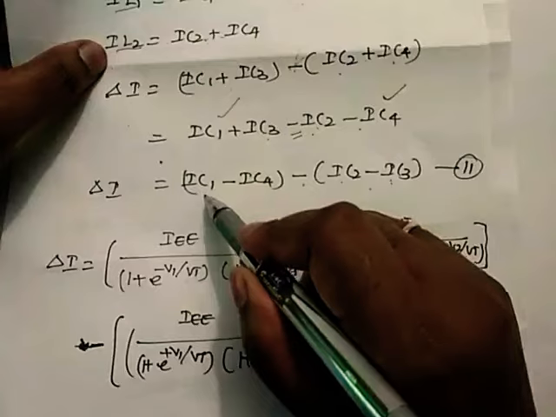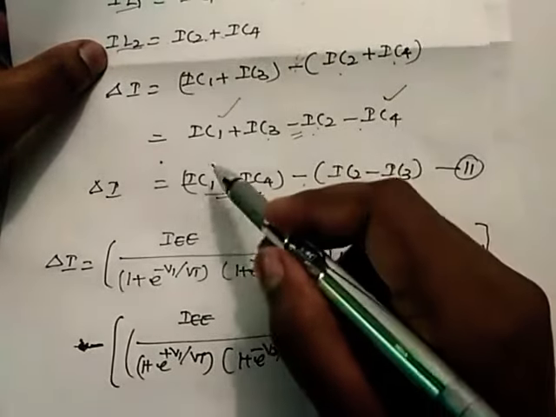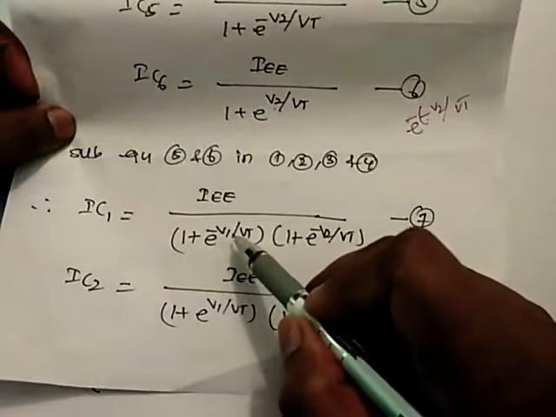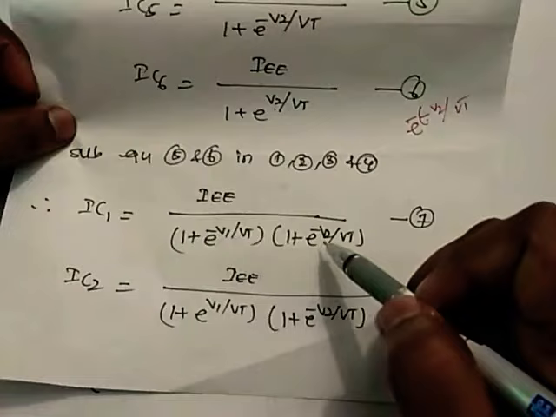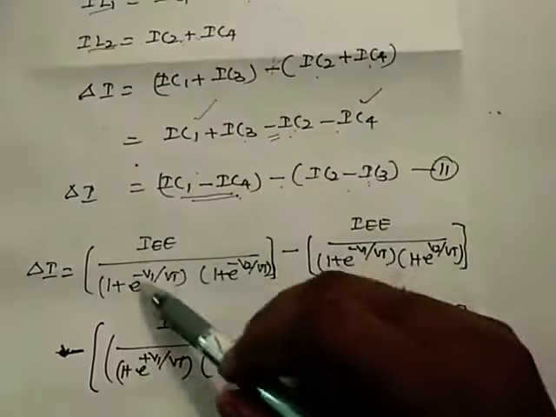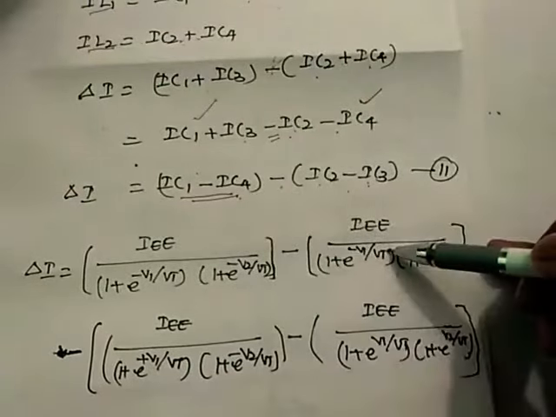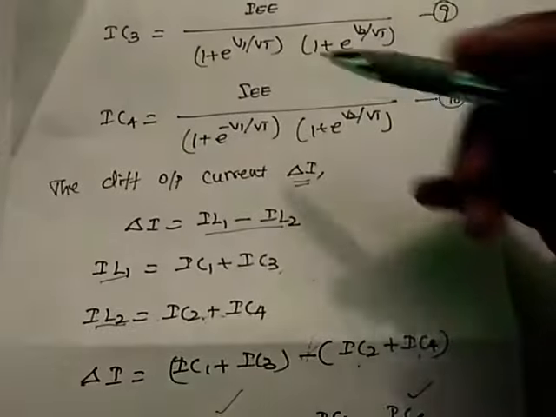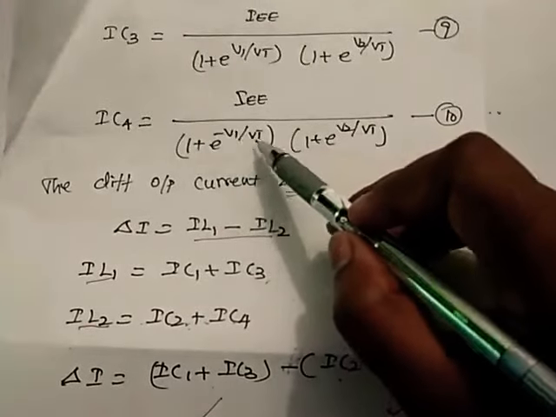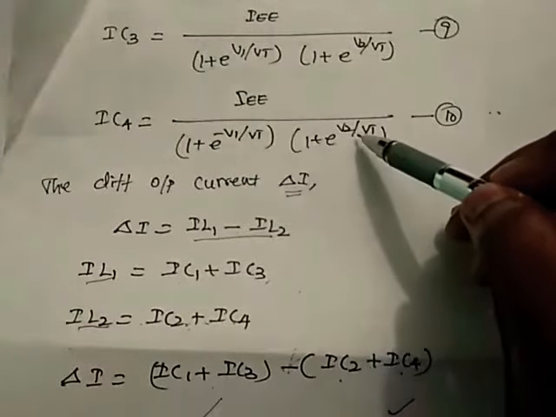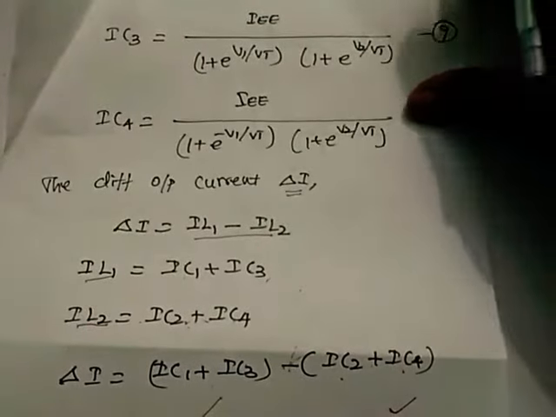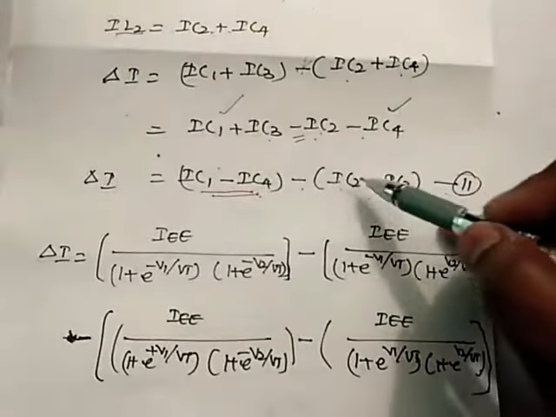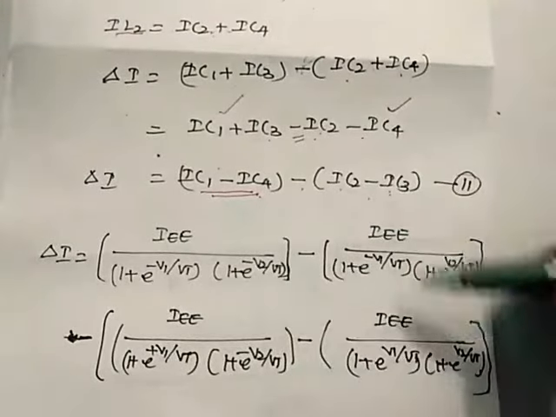We know the combination of IC1 minus IC4 values. IC1 is nothing but IE divided by (1 plus e to the power of V1 by Vt) into (1 plus e to the power of minus V2 divided by Vt). Substitute in this equation. Minus IC4: IC4 is IE divided by (1 plus e to the power of minus V1 divided by Vt) into (1 plus e to the power of V2 divided by Vt). Substitute in this equation. The same way, IC2 and IC3 values we are also going to substitute in this equation.